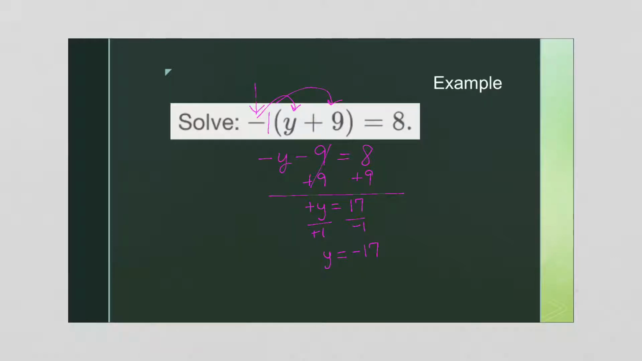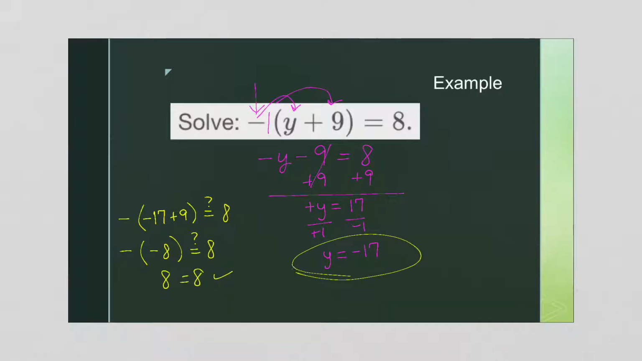So if I want to check my work, don't forget the negative sign out front. Always go back to your original problem. Negative 17 plus 9. And does that equal positive 8? So you have a negative sign there. Negative 17 plus 9 is negative 8. And then negative times a negative is a positive. So I get 8 equals 8. Yep, that works. This is my solution.